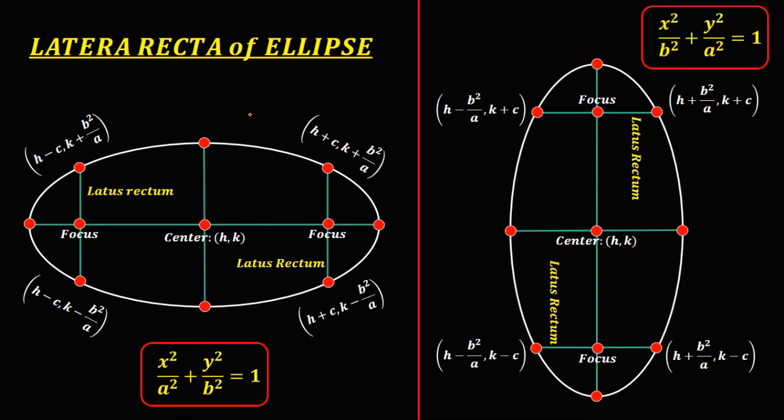Okay, so let's have this one. Finding the coordinates of the latera recta of an ellipse. These are the formulas to find the coordinates of the latera recta of an ellipse. If the ellipse is in horizontal form, these are the formulas. And if an ellipse is in vertical form, these are the formulas.